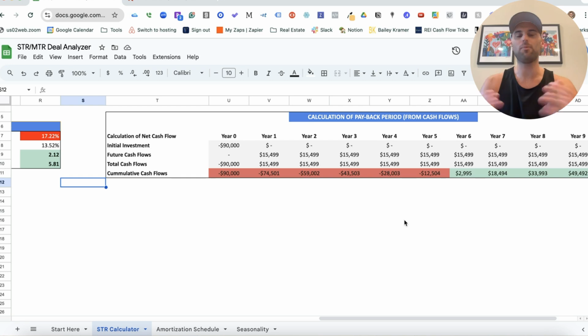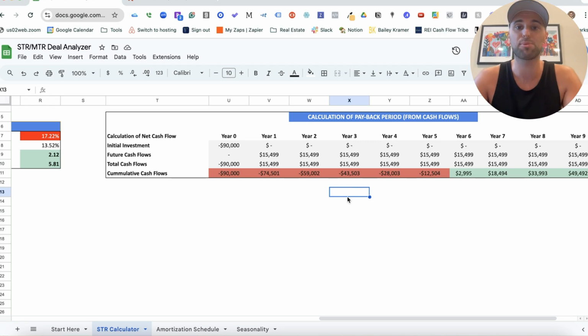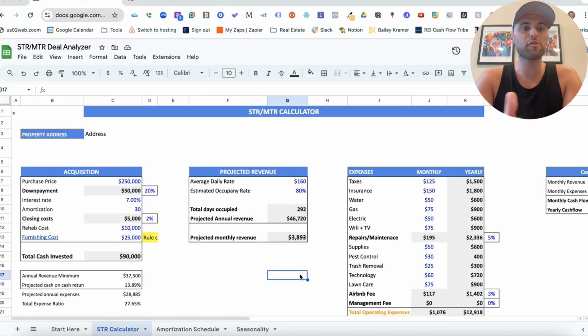Now, you might be saying, oh my God, that's unbelievable. That's great. I'd love to earn my money back in that period of time. For me right now, I like a way shorter payback period, especially for the properties I'm buying. But again, that's the beauty of investing. There's not necessarily a right or wrong. It's all personal preference. So that's a quick overview of my STR/MTR deal analyzer.